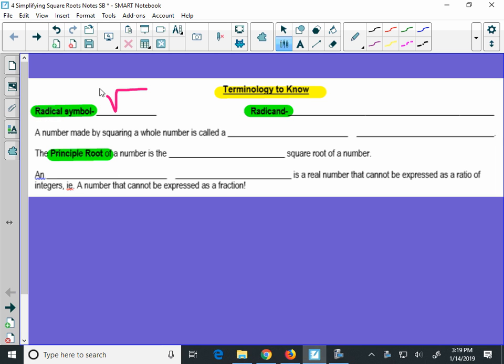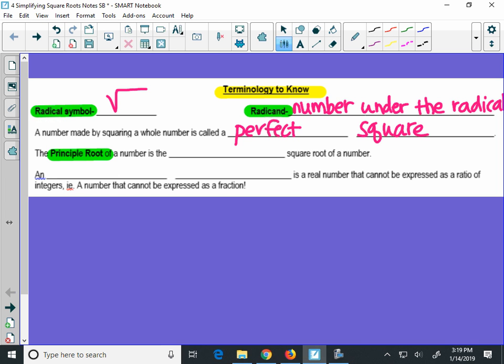The radicand is the number under the radical. Then it says a number that's made by squaring a whole number is called a perfect square. We're going to look at some perfect squares in a minute. The principal root is the positive square root of a number. We're not really going to use that word too often, but just know that technically there's a positive and a negative square root. We're only going to be working with the positive.